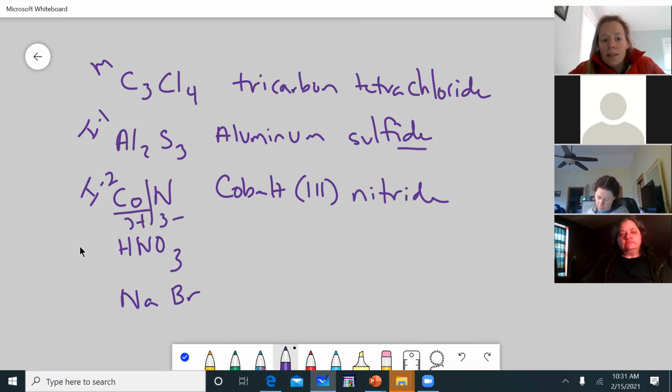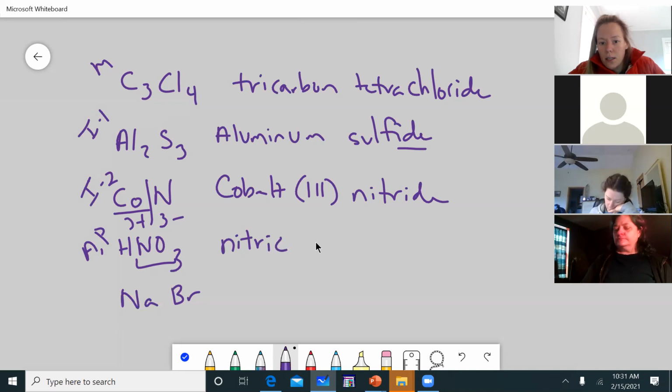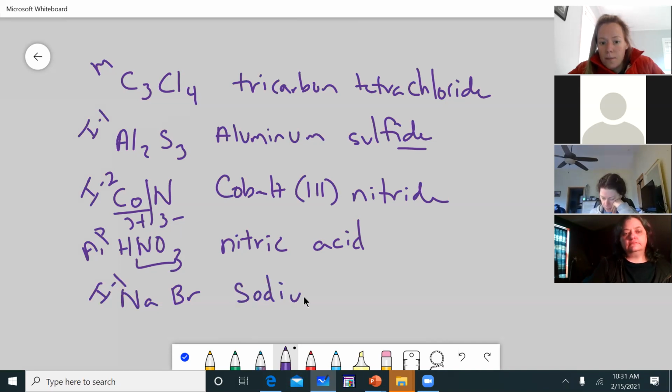Next one here, this is an acid. And it's not just an acid, it's an acid with a polyatomic ion. So I don't use hydro. I take whatever the polyatomic is. This is nitrate, and I've got to change it. So ate icky. So nitric acid. Last one here, this is ionic, and it's type 1, and it's binary. It's super easy. We're just going to call this sodium bromide.